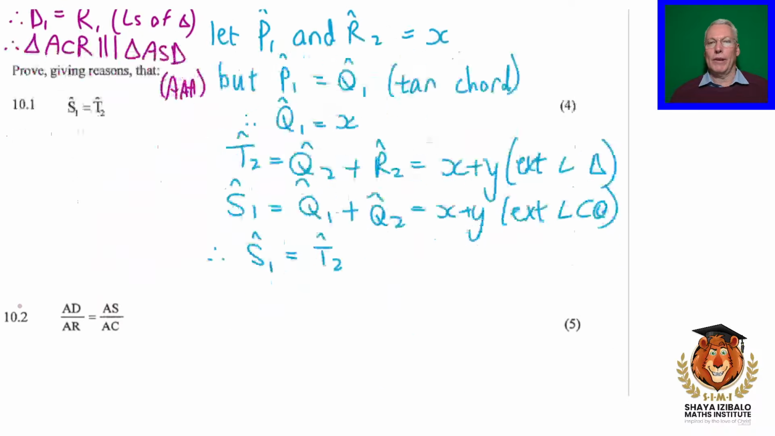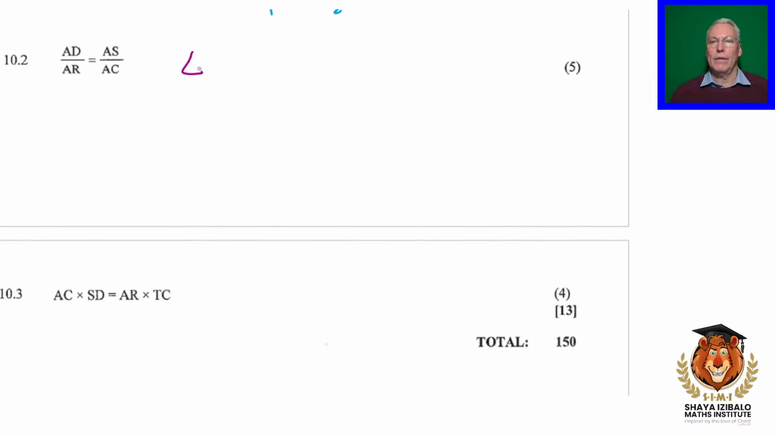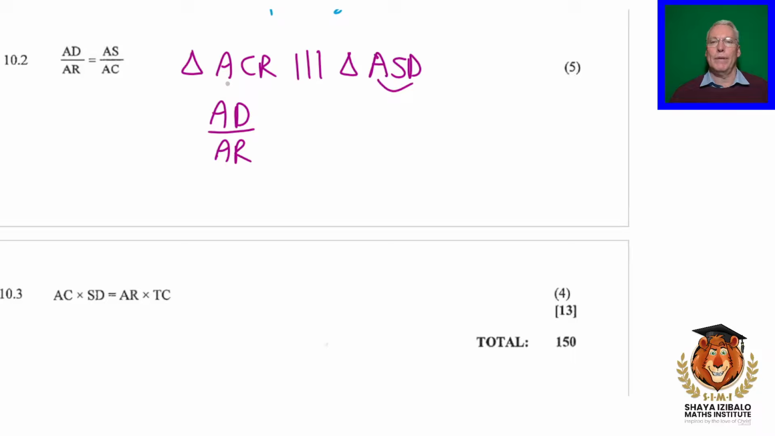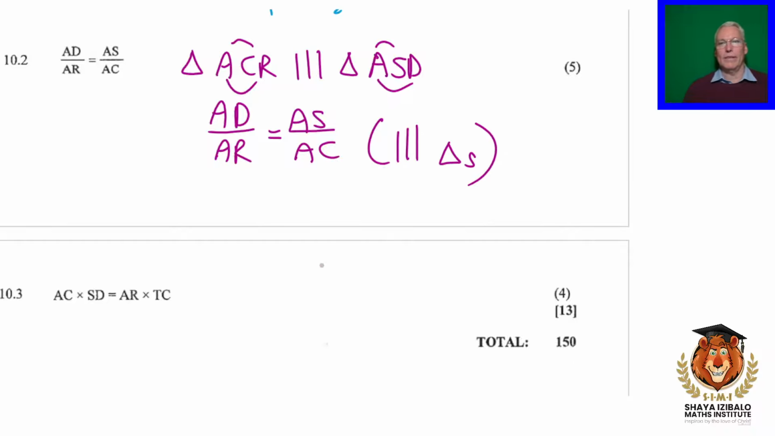So I'm just going to go down here: triangle ACR is similar to triangle ASD. And now we can pull ratios out. If I take AD from here, I must take AR from this one. And then if I take AS from here, I must take AC from this one. The reason I can do that is similar triangles. Not all that easy necessarily.